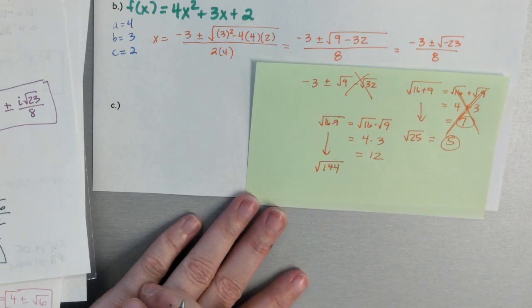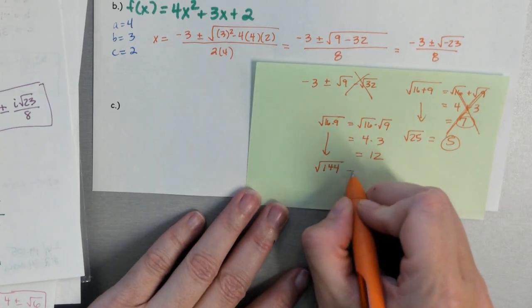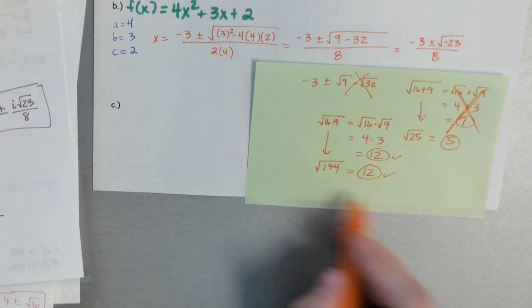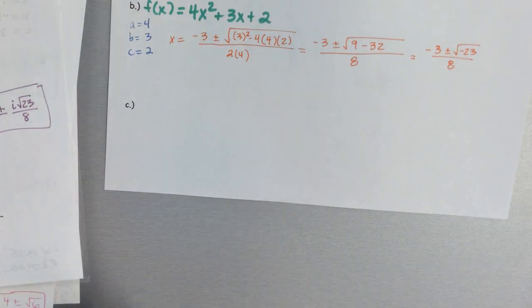If you multiply, you should get 144. What's the square root of 144? 12. Okay, so these are the same. So when you multiply, yes, you can split it up, but if you're adding or subtracting, you cannot.